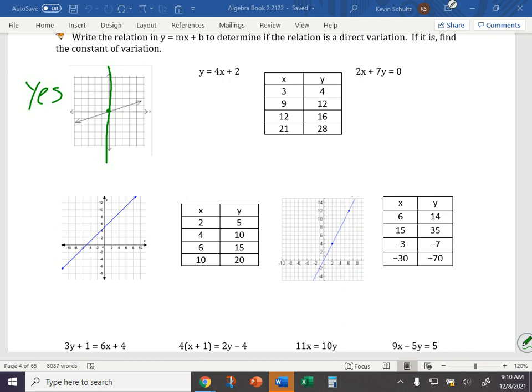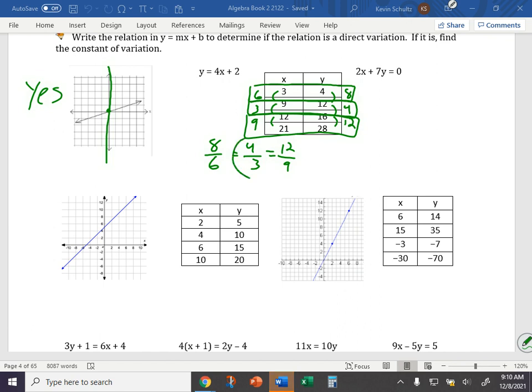No, we found the change in y over change in x. This was 6, this was 3, this was 9. And we looked at the 3 fractions we created, that change in y over change in x. We had 8/6 for the first set, 4/3 for the second set, and 12/9 for the third set. Because all those fractions are equivalent, we knew that slope existed, and that's where the 4/3 came from.